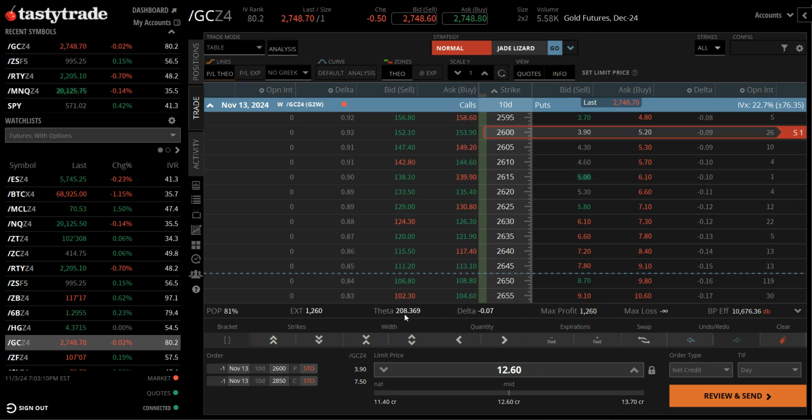$1,260 today. This is super important. Look at this number. $208 theta decay. Every day, this option will lose $200 of its value, assuming all else is the same and the gold stays solid. Okay, every day this option will lose $200.